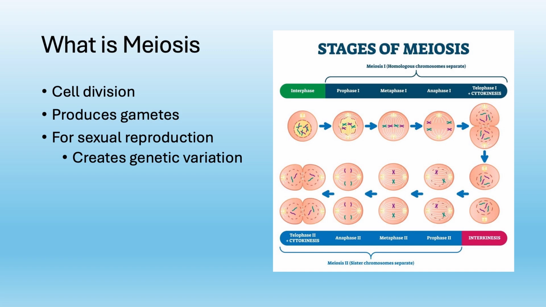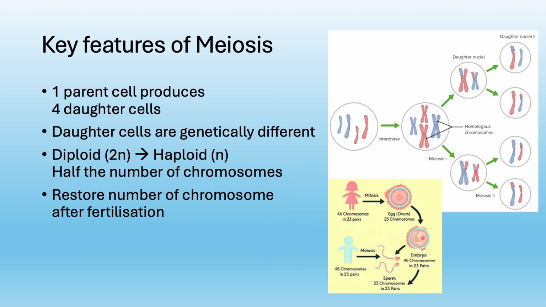During meiosis, one parent cell divides to produce 4 daughter cells. These daughter cells are genetically different from each other and also different from their parent cell. Another key feature of meiosis is that the daughter cells have half the number of chromosomes compared to their parent cell. This is important when fertilization happens. The fusion of gametes can restore the correct number of chromosomes.